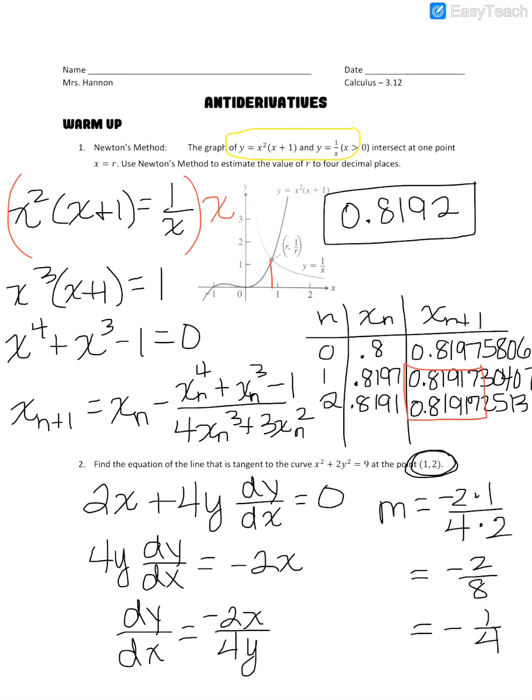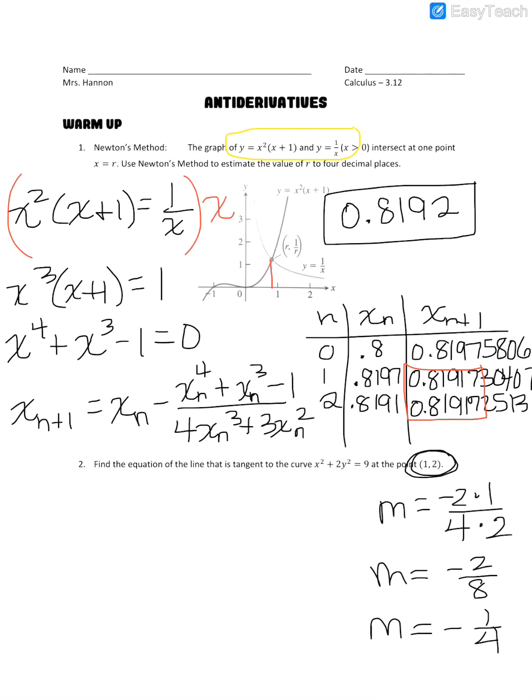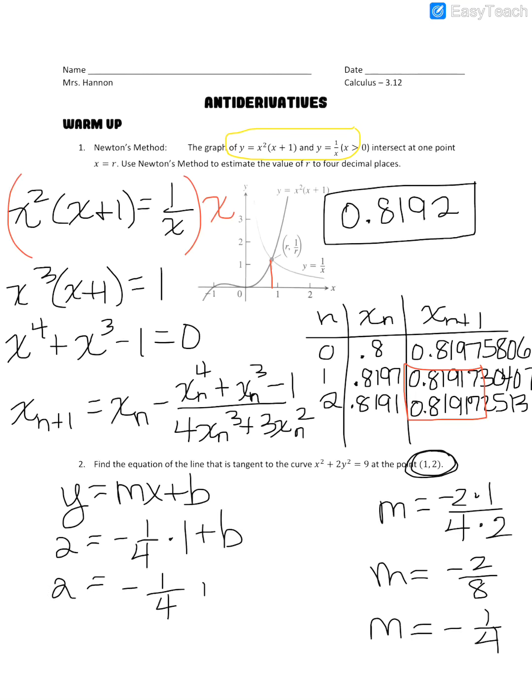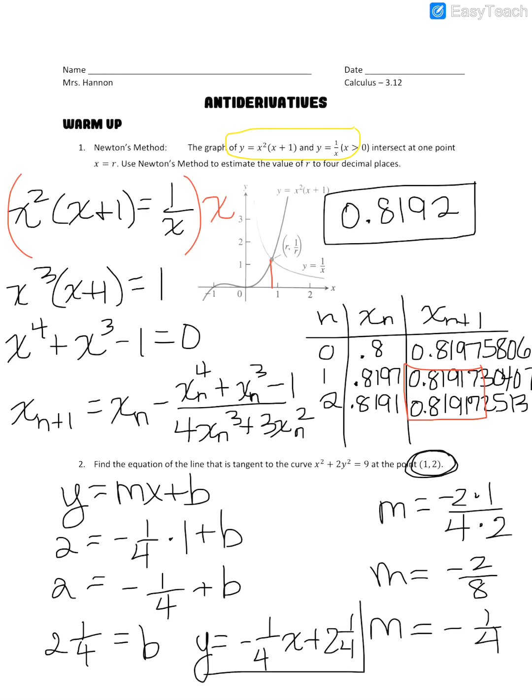Okay, my last step now that I have my m is to find my b. I'm just going to erase some things over here. Okay, so I'm going to use my point and plug it into y equals mx plus b and solve for b. So 2 equals negative 1/4 times 1 plus b. Add the 1/4. So my final answer is y equals negative 1/4 x plus 2 and 1/4.